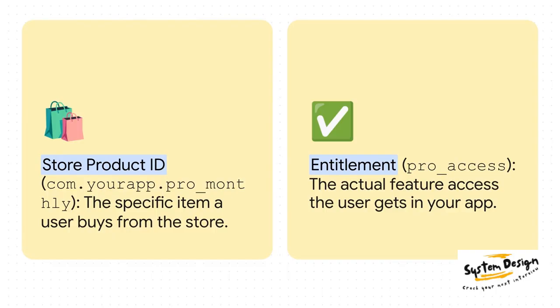And here, folks, is maybe the single most powerful idea in this whole setup. The system makes a clean break between the product a user buys and the entitlement they get. So a user might buy a Pro monthly plan or a Pro yearly plan, but what does your app code care about? Just one thing: does this user have Pro access? This little bit of abstraction changes everything and makes your code so much cleaner.